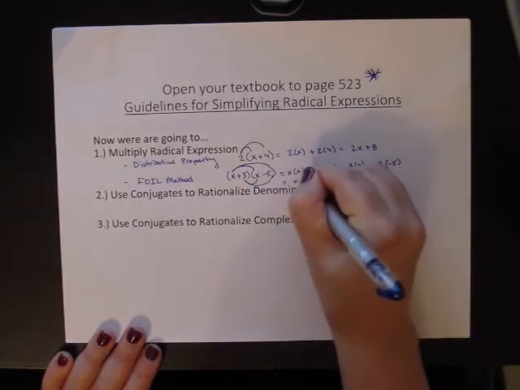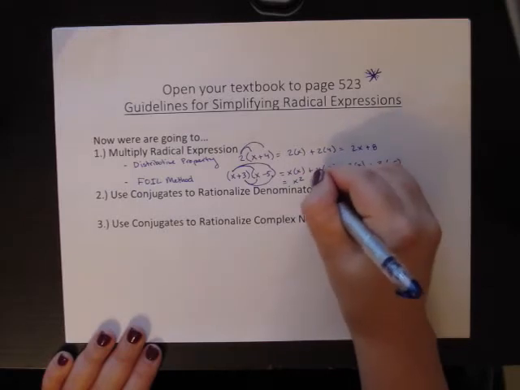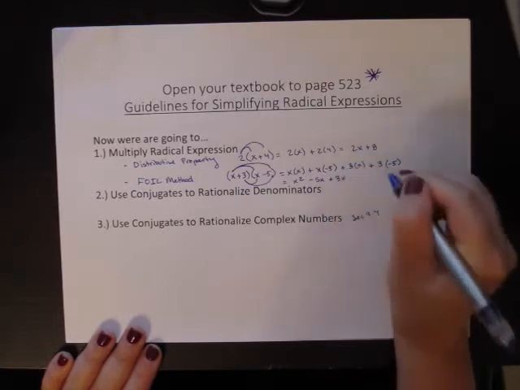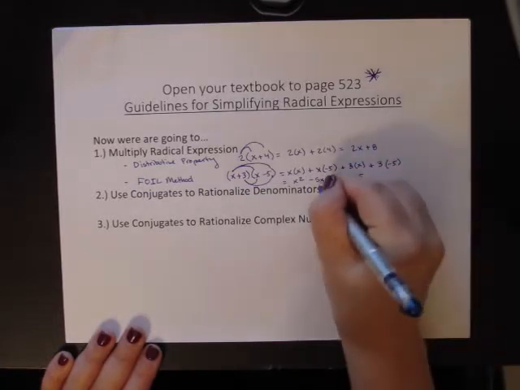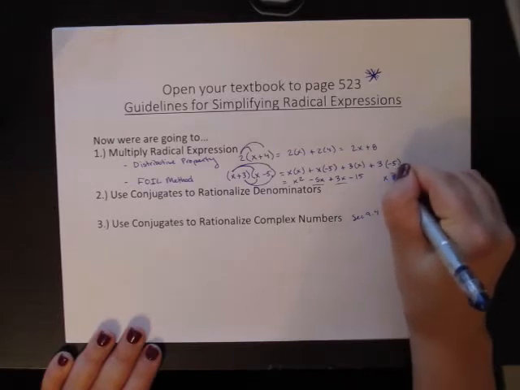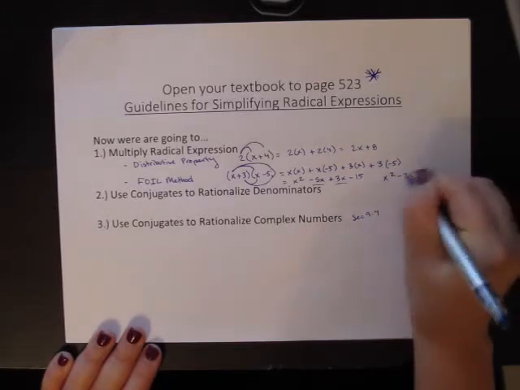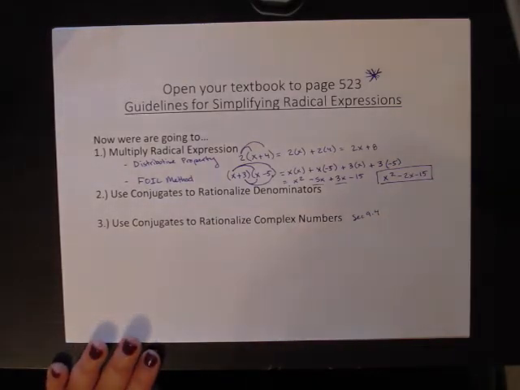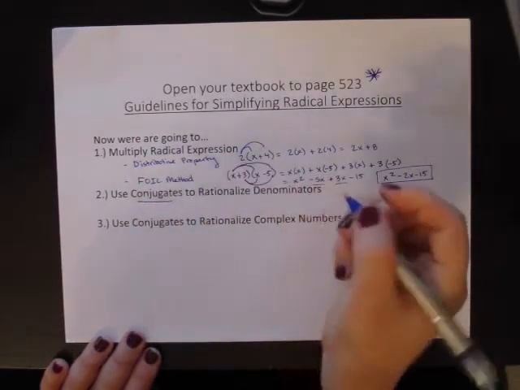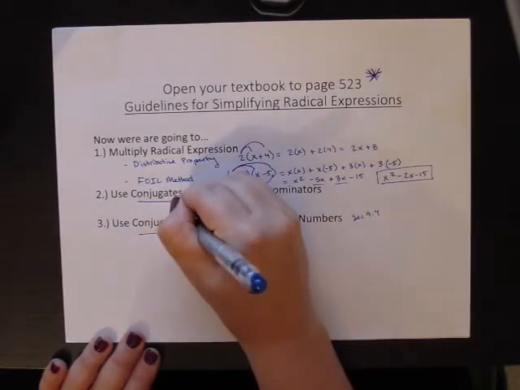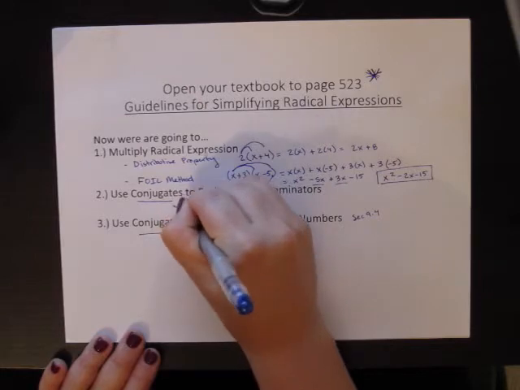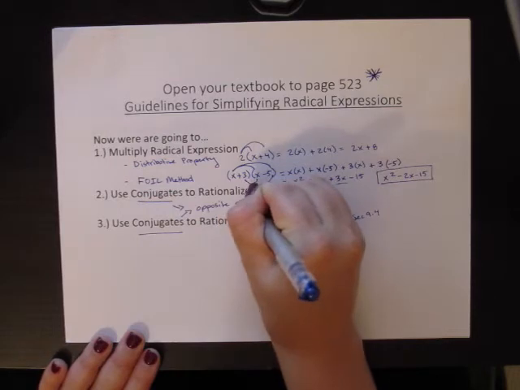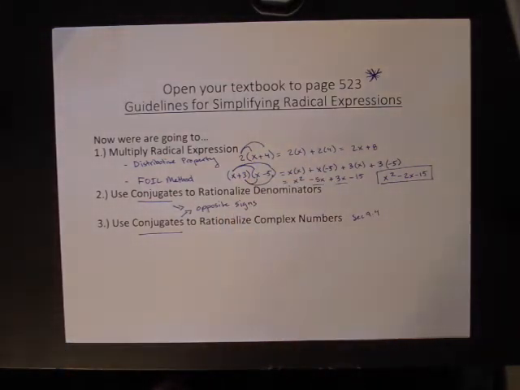So x times x is going to be x squared. Positive times negative is negative, so negative 5x, plus 3x minus 15, and the last thing we do is we combine our like terms. So we have x squared minus 2x minus 15 as our final answer. Alright, the next thing that we're going to do is we're going to use conjugates to rationalize the denominator. And all a conjugate is, is where you see opposite signs, which I'll show you what I mean as we get working with them today.